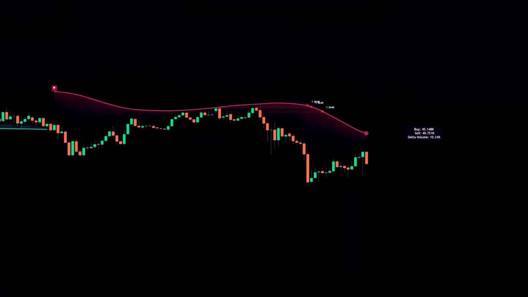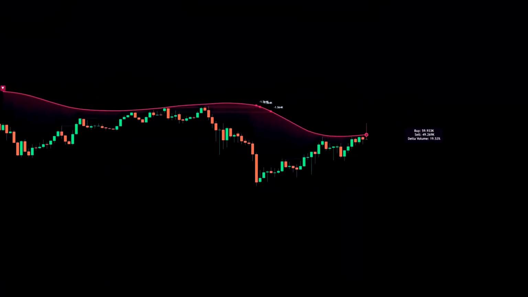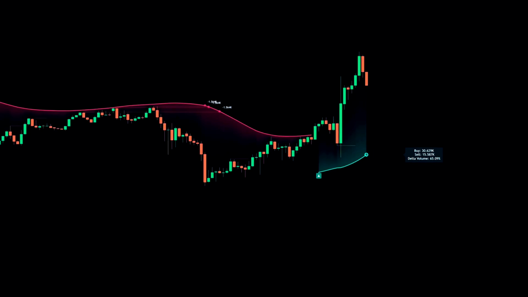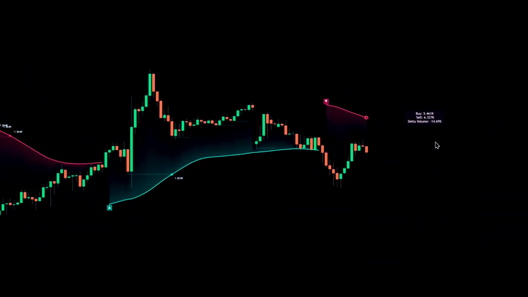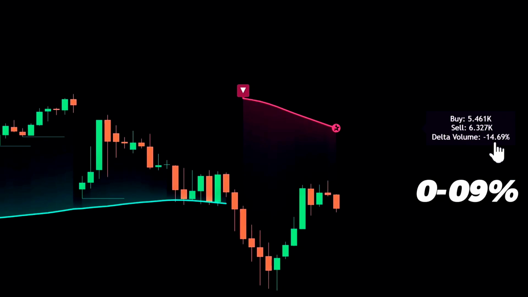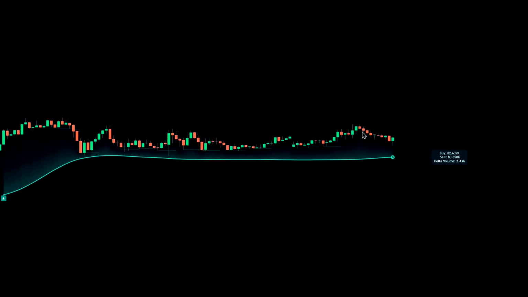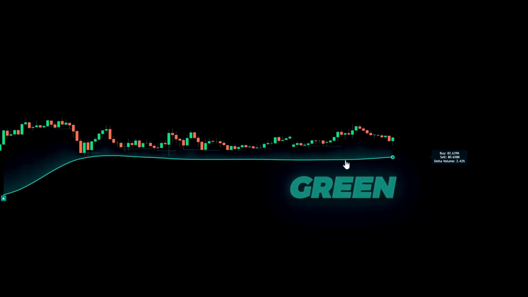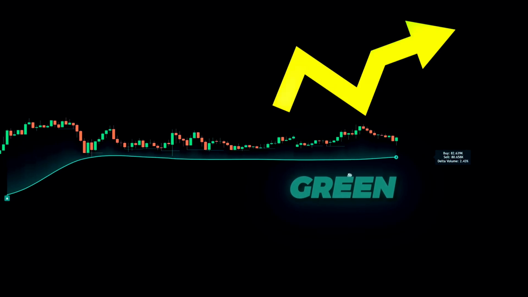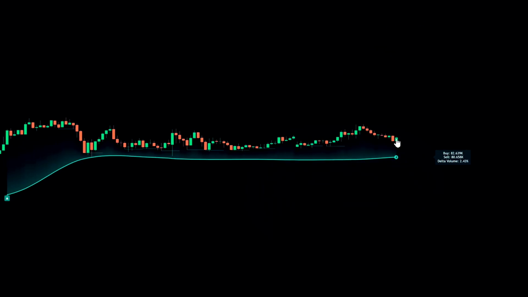In a ranging market, the trend cloud might still show green or red, but if the delta volume is close to zero, that's a strong indication that the market is ranging. For example, in a scenario where the trending cloud is green, but the delta volume is only 2.43%, it tells you that the market isn't bullish, it's just moving sideways. If you were to follow the indicator blindly, you'd probably end up taking a losing long position here.